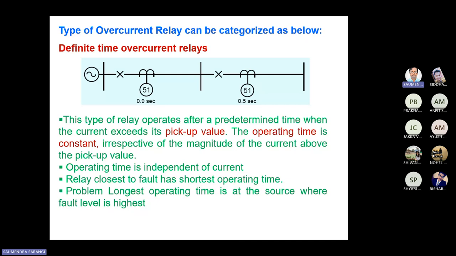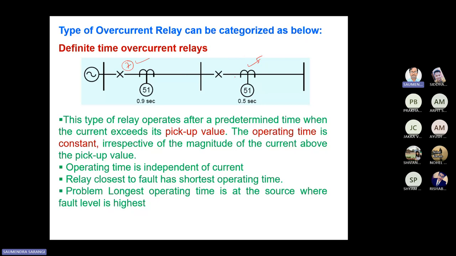Okay, so now if you are talking about backup and other things, backup can be provided in three ways. One is current graded. Current graded means you set the current, like this relay operating at 5 ampere and this one operating at 7 ampere. Then this relay will not operate at the same time for 5 ampere, right? So this is called current graded operation.